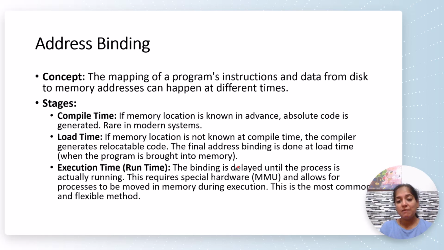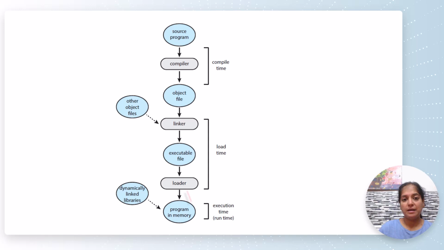And the execution time, which is the runtime, also called dynamic binding, the binding is delayed until the process is actually running. This requires special hardware, which we just discussed, that is the MMU, and allows processes to be moved in memory during execution. This is one of the most common and flexible methods we use for address binding.